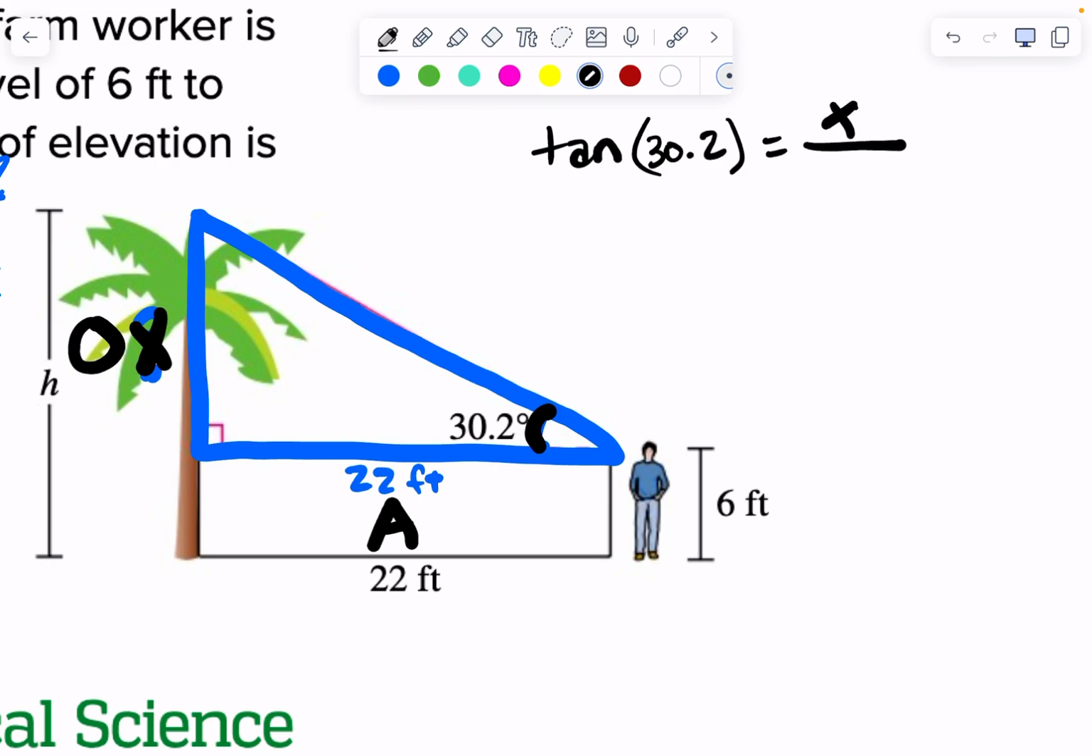Top, because it's opposite. Opposite over adjacent. So x over 22 times 22. Now if I'm trying to find x, I multiply the 22 over. Am I going too fast? Is this making sense? You're good. We're good? X equals.